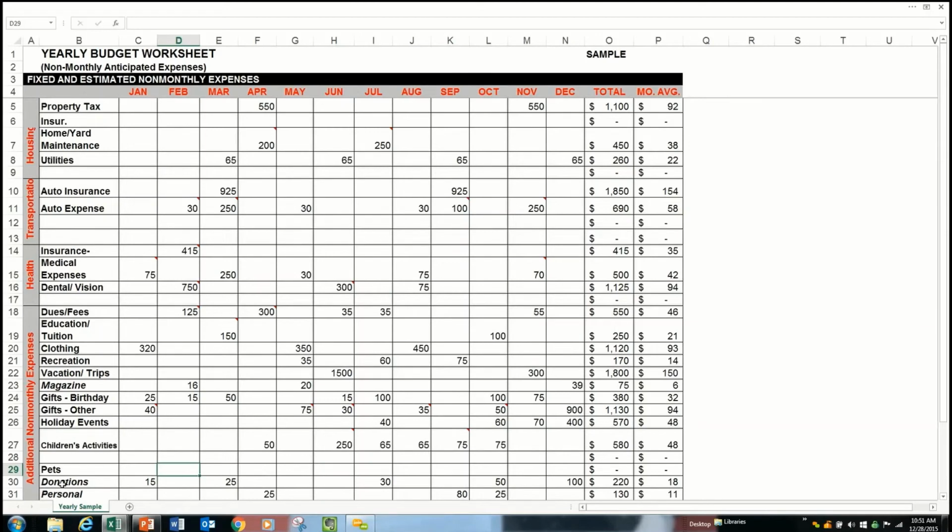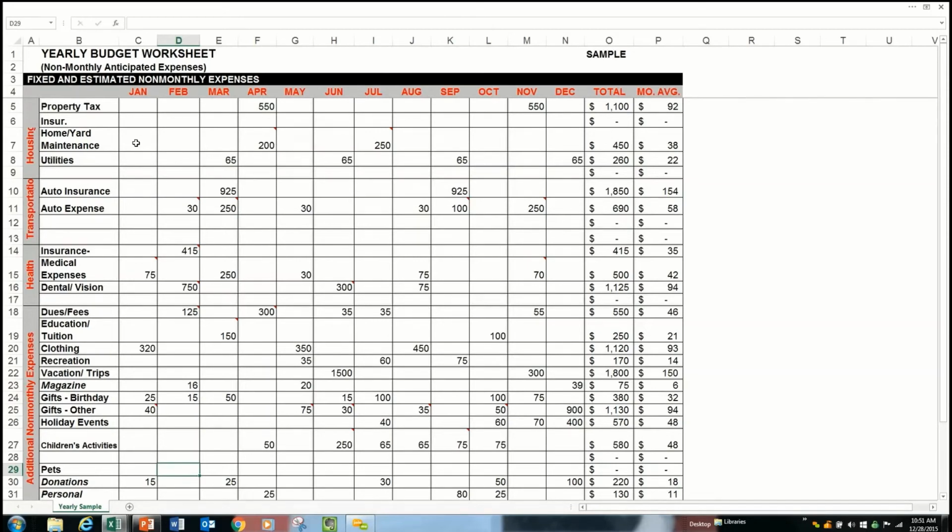We've got the months, as you can see, across the top. And again, you can outline something like this yourself. And then on the side, we have categories, general categories, your housing, your transportation, your health, and then all those additional non-monthly kinds of expenses. Then you have a total for each one of those categories, giving you a guideline of what they're costing, plus a monthly average. And then you look at the categories.